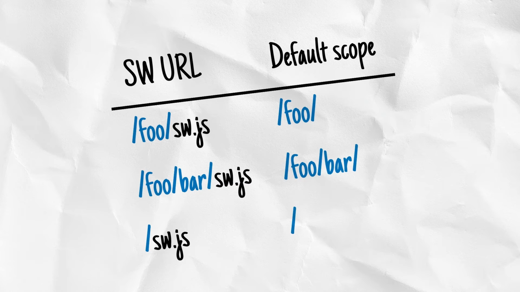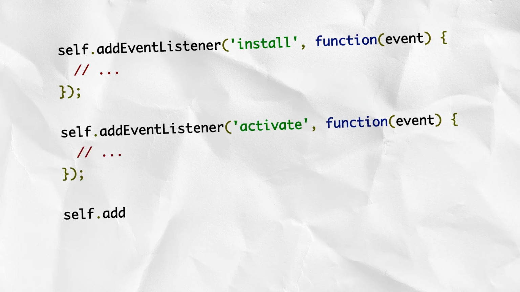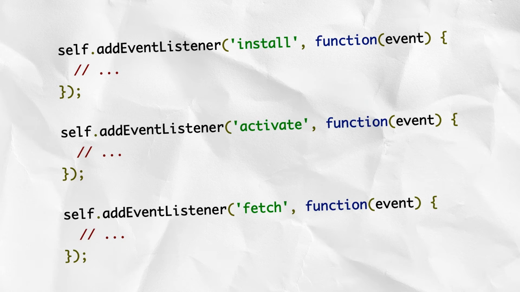But what happens within the service worker? Well, you listen for particular events. And just like other JavaScript events, you can react to them or even prevent the default and do your own thing. We'll introduce these events one by one as the course progresses.